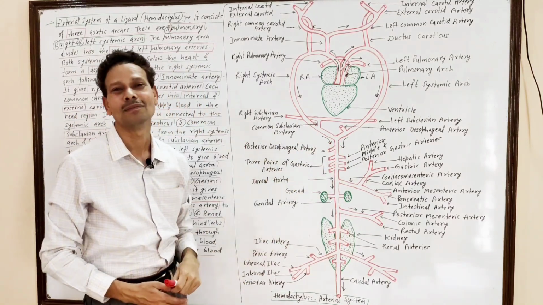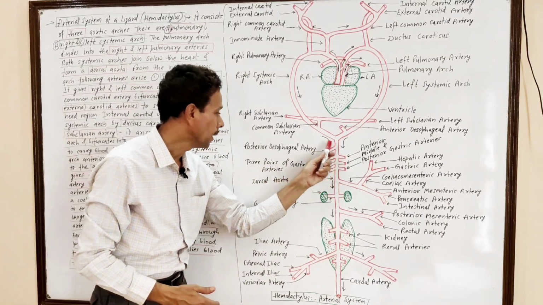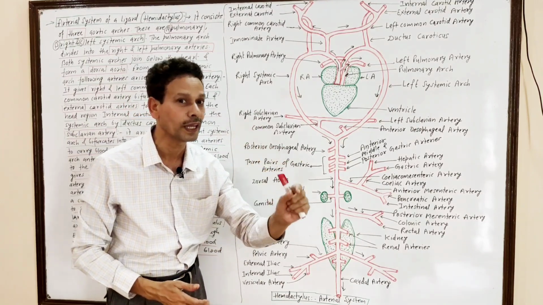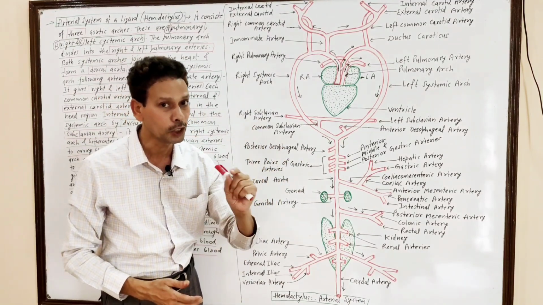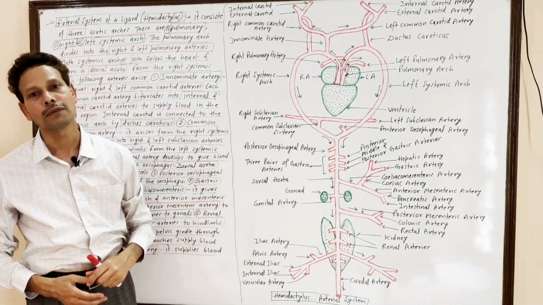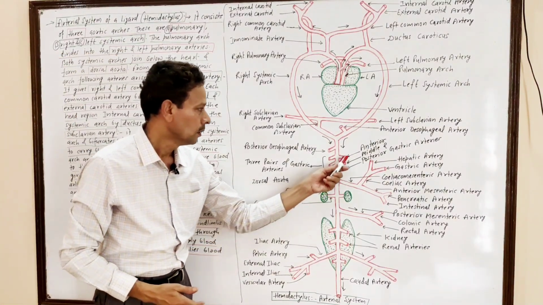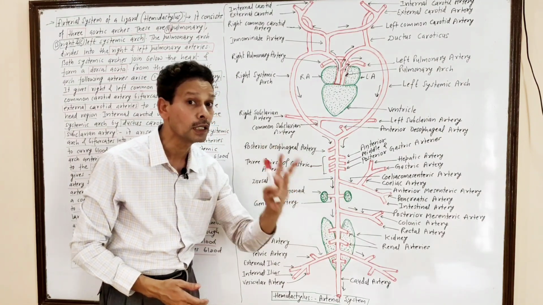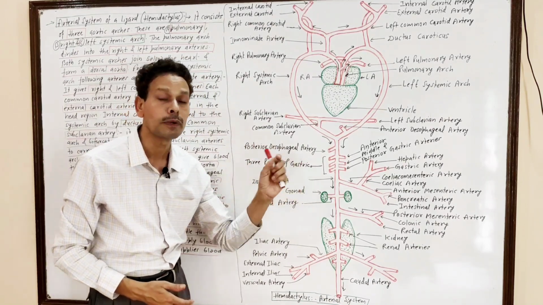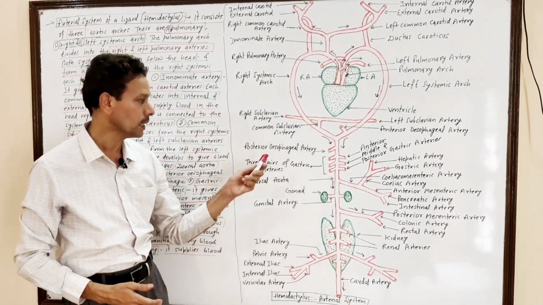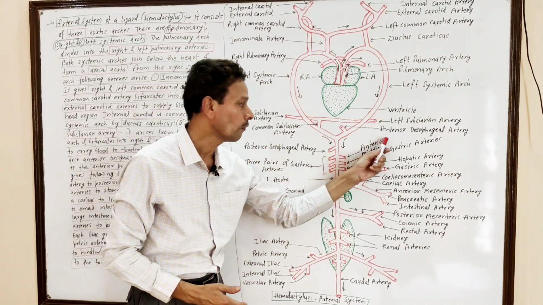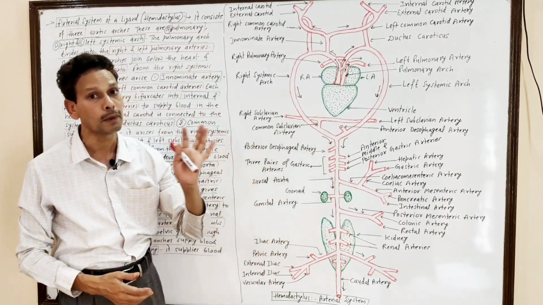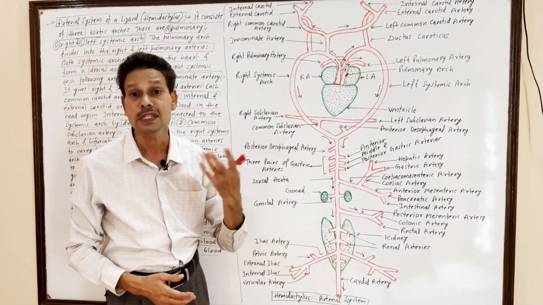This dorsal aorta gives an unpaired posterior esophageal artery, which carries blood to the posterior regions of the esophagus. Then the dorsal aorta gives three pairs of gastric arteries: a pair of anterior, a pair of middle and a pair of posterior gastric arteries, which carry blood to different parts of the stomach.